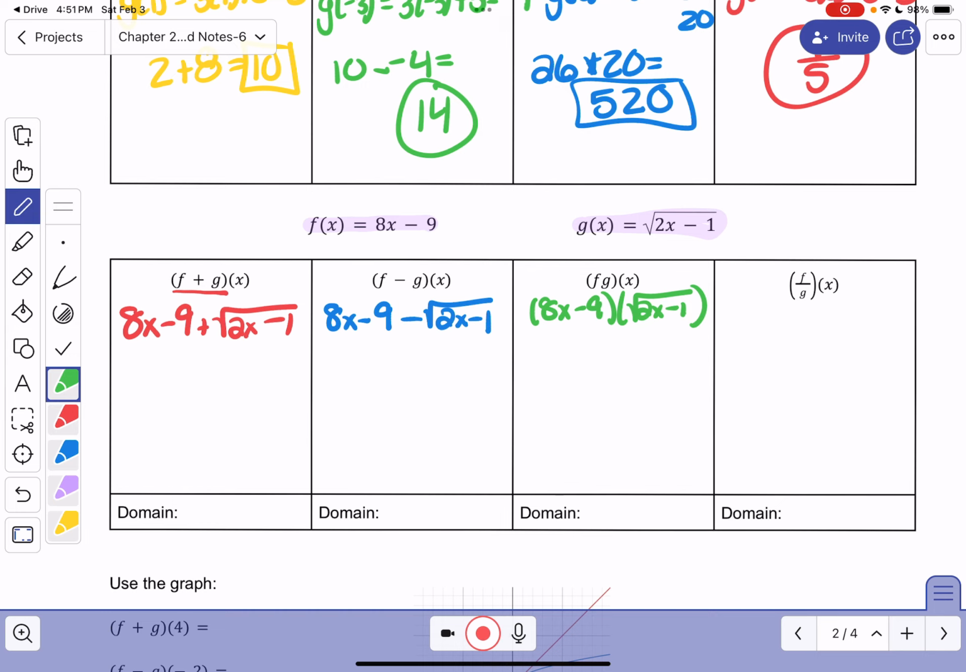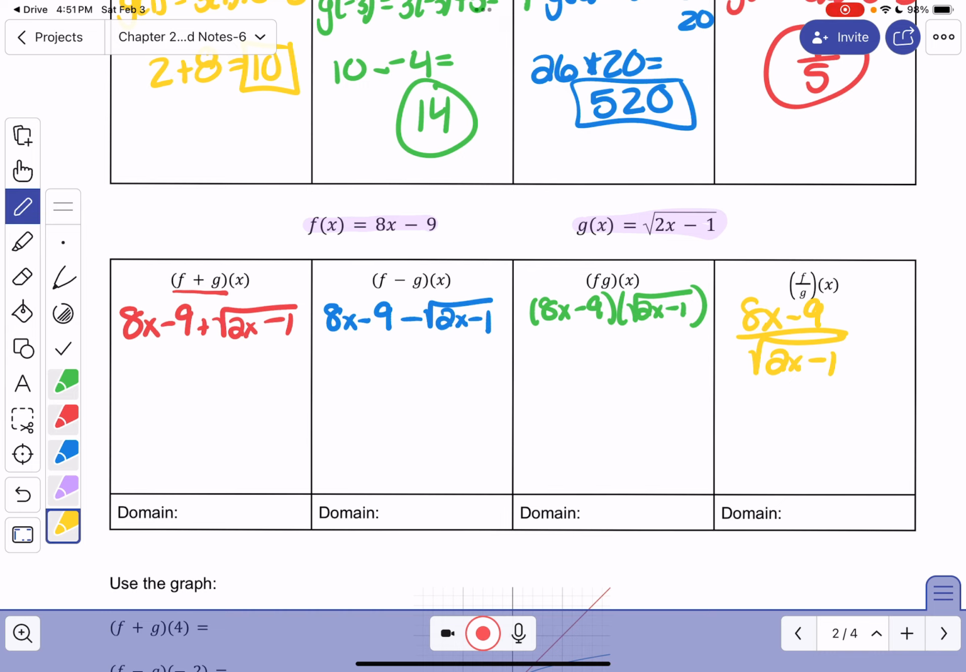Now, if there wasn't a square root there, we would FOIL. Just reduce as much as you can. Foiling this would just end up with 2 radicals, so that's as neat as it can get. And then the last one would be 8x minus 9 over the square root of 2x minus 1. And again, that's as far as we can get it at this point in time.